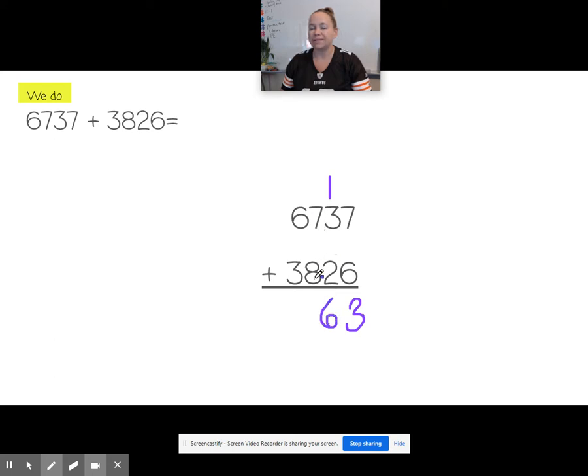And 7 plus 8 is 15. So I put the 1 up here. And 1 plus 6 is 7. Plus 3 is 10. You got it. And then we can go 1, 2, 3, comma, and our answer is 10,563.